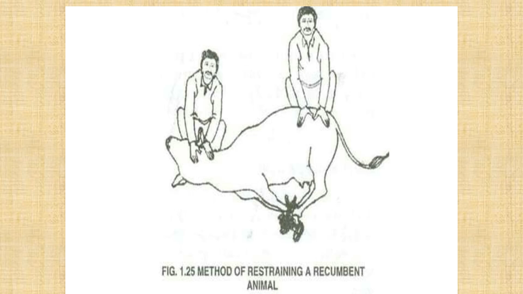And this is the method of restraining a recumbent animal. Even though the animal is recumbent, that doesn't mean that it cannot kick, so we need to hold it properly. At least two persons should be there. One should put their hand on the hip region, and another person should hold the head properly. Especially the ears can also be used for restraint of the particular animal.